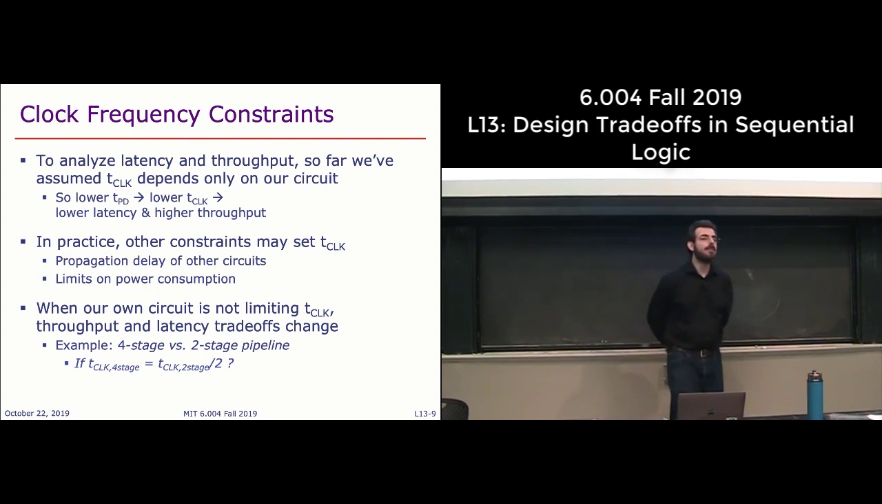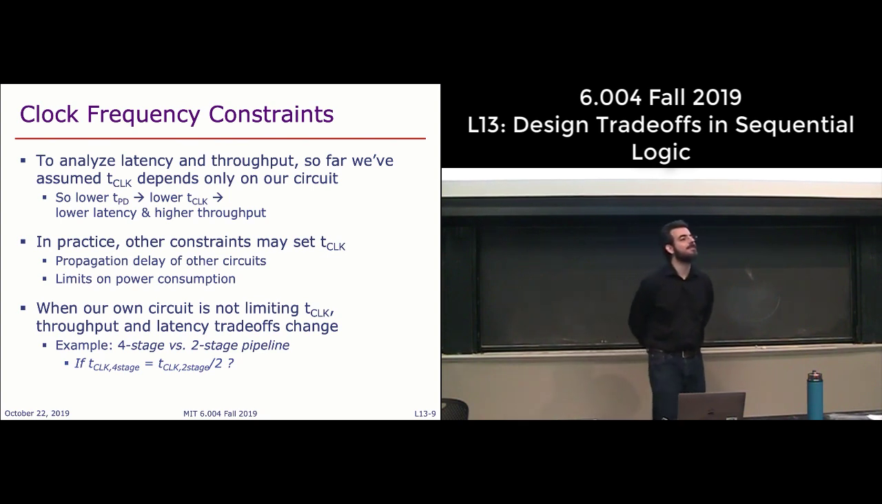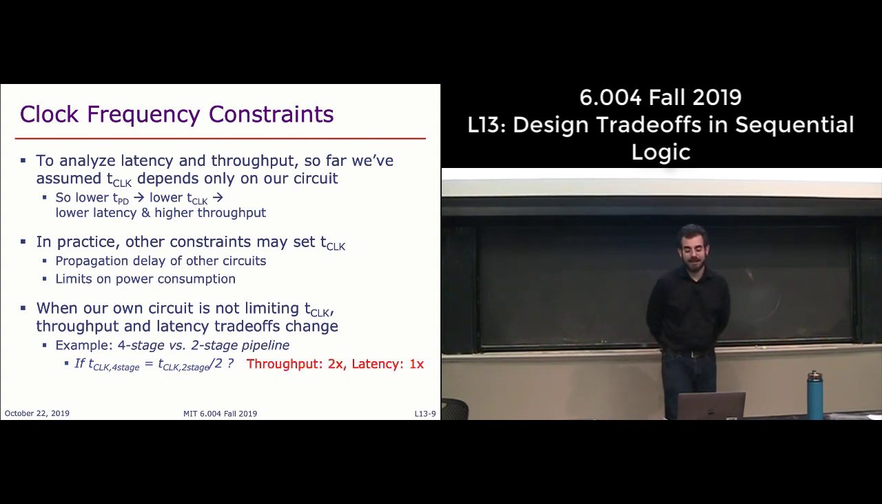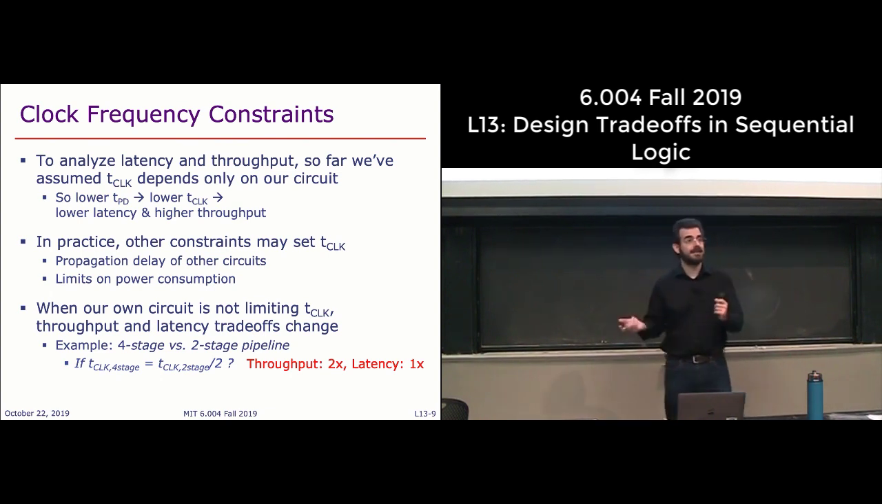In that case, what happens with throughput? If I clock something twice as fast, what happens with throughput? How many more results per second can I get out of my circuit if I clock it at twice the rate? 2x. And the latency is going to be 1x, because even though we're doing 4 stages, each stage is half the time.